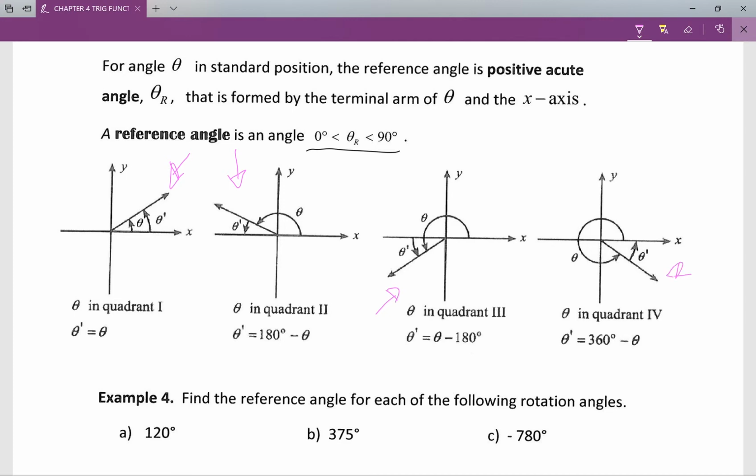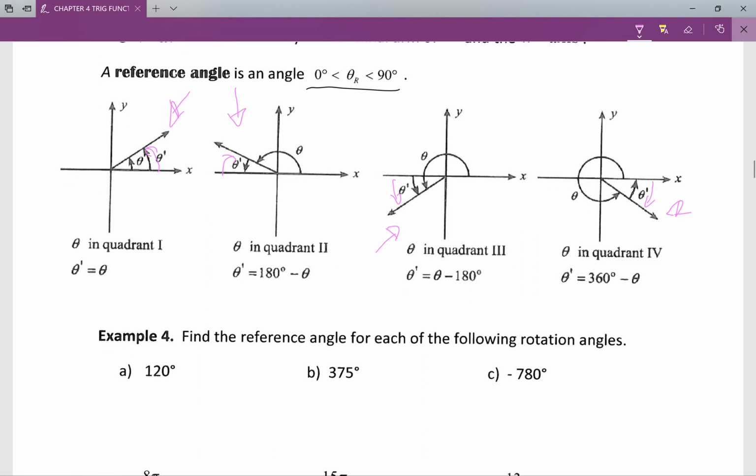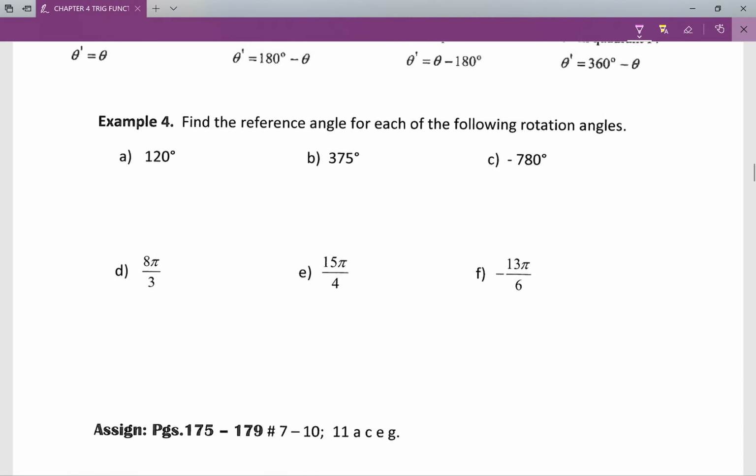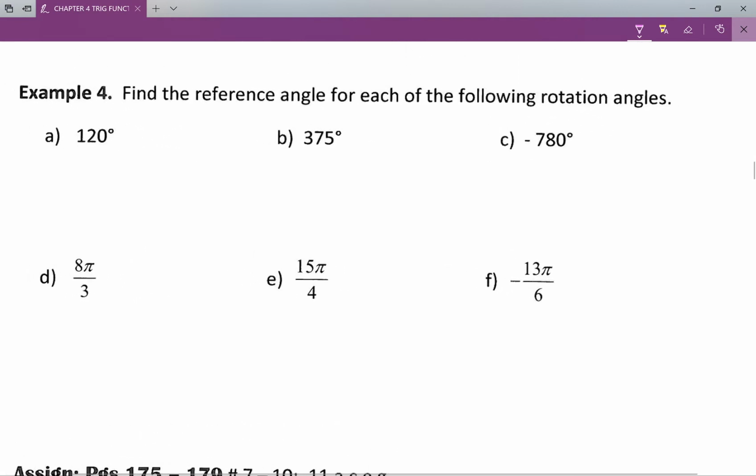No matter what quadrant it's in, we read the reference angle from the x-axis. So here it just reads like that, there it reads like that, down here it reads like that, and from here it reads like that. It's always going to be acute, meaning it's always going to be under 90 degrees and above 0 degrees. Well, let's kind of check out how this is going to work, looking at these angles right here.